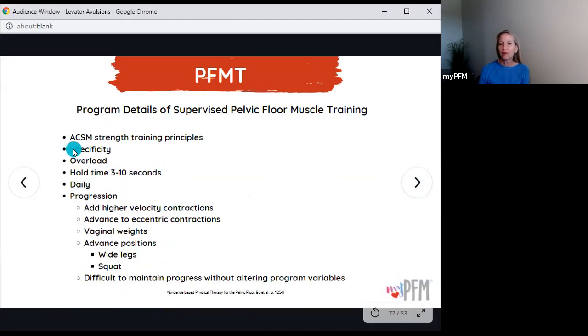So the American College of Sports Medicine. No, I actually think... Anyways, these strength training principles, it's from a strength training... Oh, actually, I don't even have it right here, you guys.